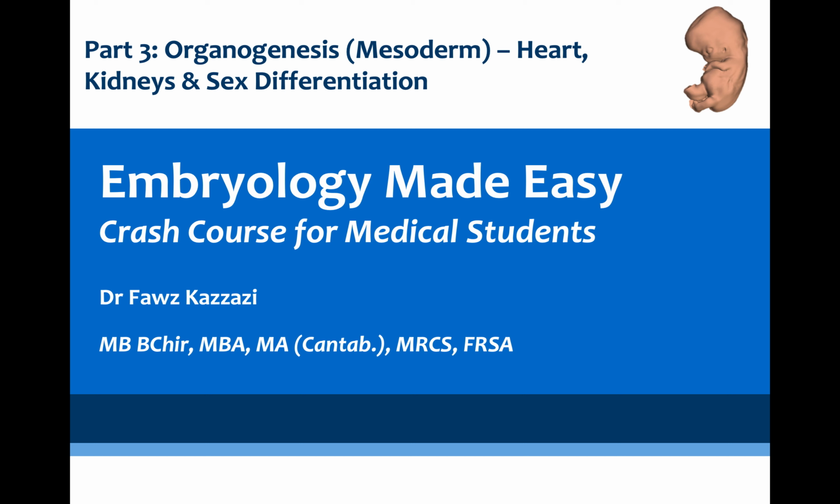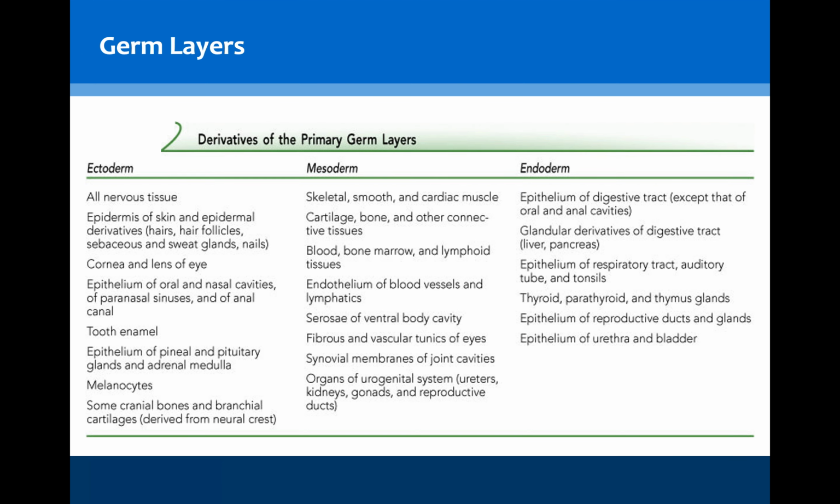Today, we'll be discussing the organogenesis of the mesoderm-derived heart and kidney tissue. We'll also briefly cover the role of the Y chromosome in sexual differentiation of the internal and external genitalia. When learning organogenesis, it is key to recall the organs through their primary germ layer origin.